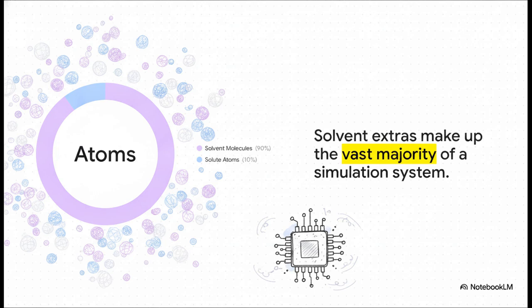Now get this, the sheer scale of this cast is staggering. In a standard simulation, your solvent extras can easily make up over 90% of the atoms in your system. Over 90%. If you have to calculate the forces, the velocities, and the exact coordinates for every single one of those background atoms at every single femtosecond, you are looking at a computationally crushing burden.